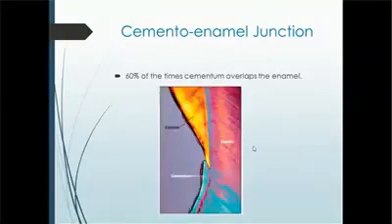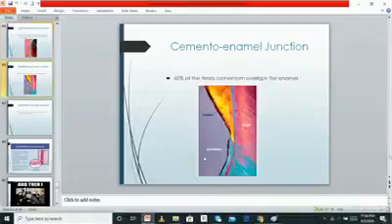In majority of the cases, about 60%, the cementum and enamel meet such that there is an overlap between these two tissues, and mostly the cementum overlaps the enamel. As you can see here, this yellow thing is enamel and this blue thing is cementum, and at the cervical margin the cementum is covering the enamel, it is overlapping, it is coming over the enamel. This type of junction is present in about 60% of the cases.